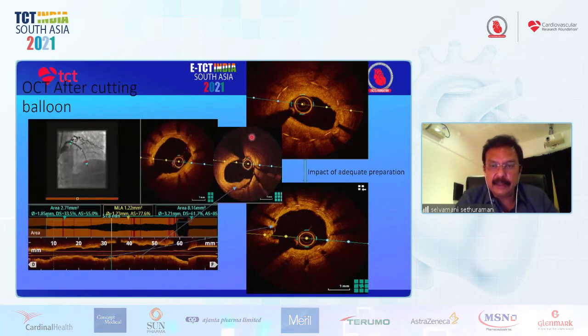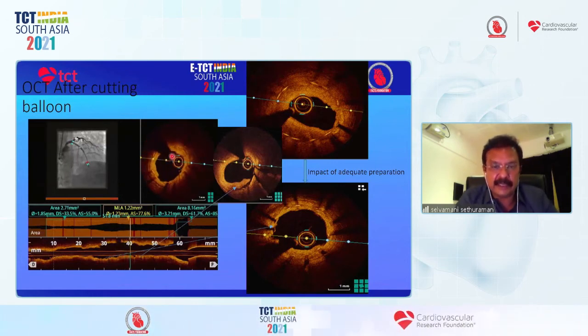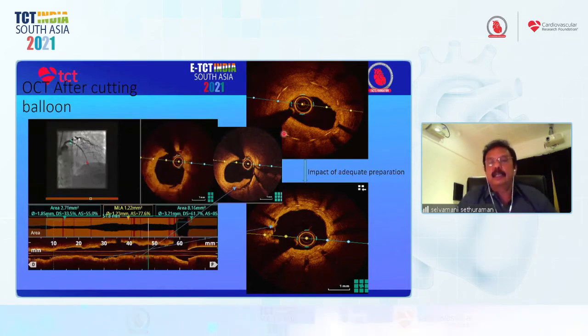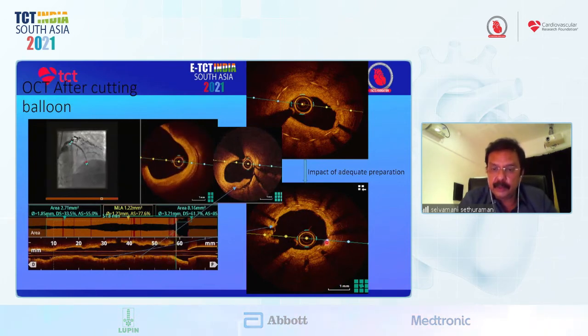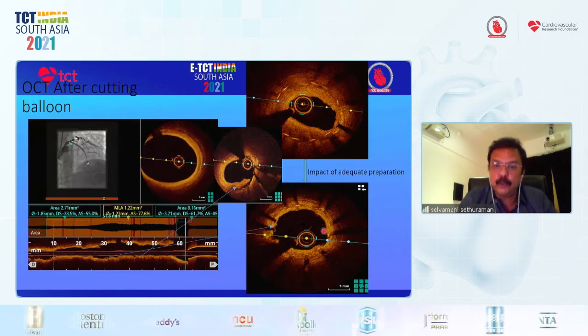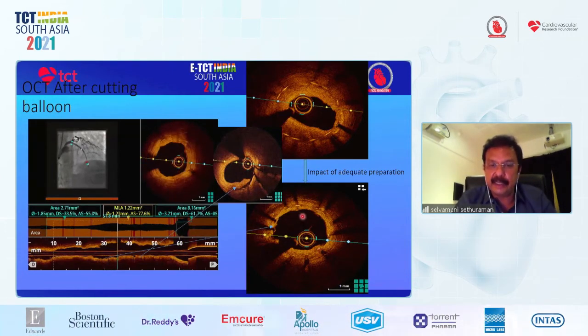So what I have done is I have used different balloons. I have used a cutting balloon, scoring balloon, and of course NCs to know that it is an adequately prepared lesion before I take a new stent there. So very important is you make sure that you don't leave any tissue behind, or you should have adequate lumen gain before you take a new stent there.